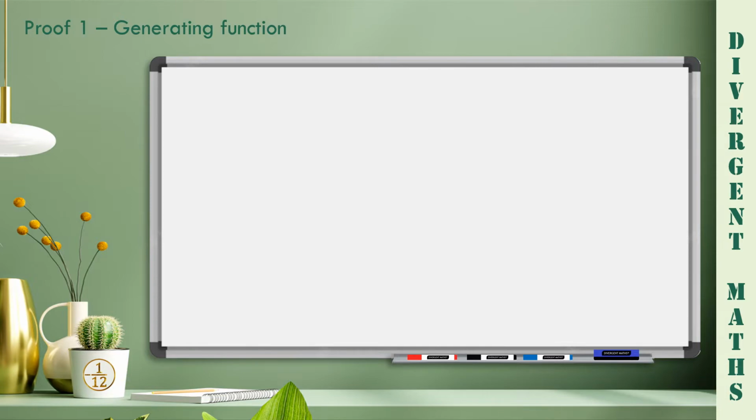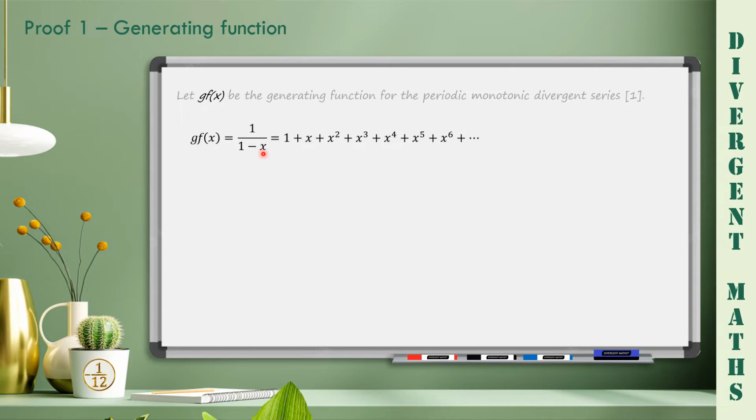Proof number 1, generating function. So as usual, let gf of x be the generating function for the periodic monotonic divergent series 1. I'm using the square bracket notation to represent the periodicity 1 plus 1 plus 1. So gf of x is equal to 1 over 1 minus x, the famous geometric series, which expands as 1 plus x plus x squared plus x cubed plus x to the fourth, etc.